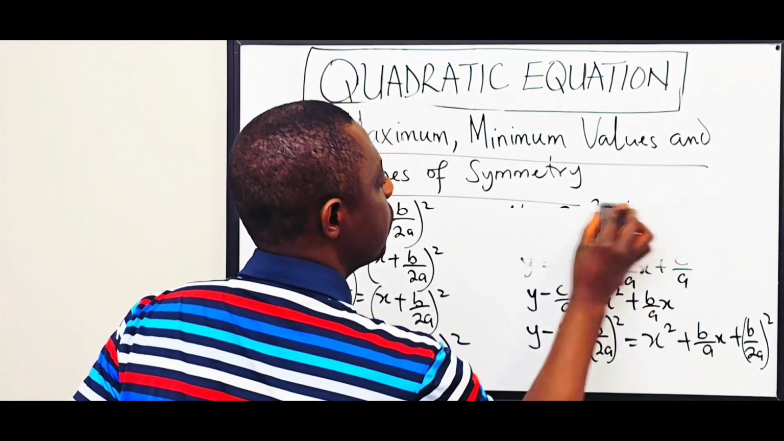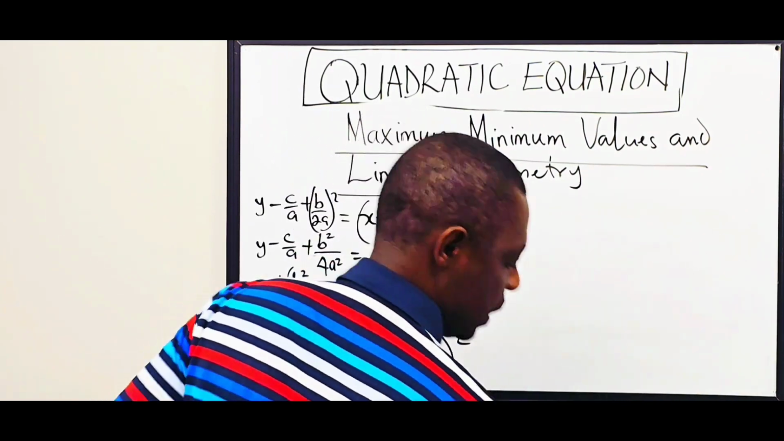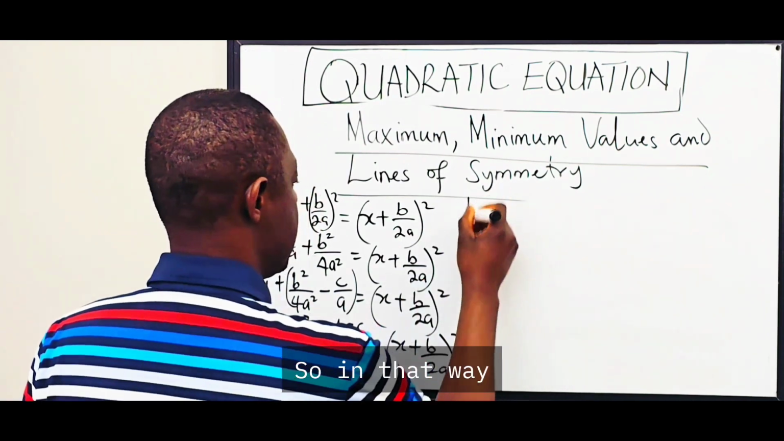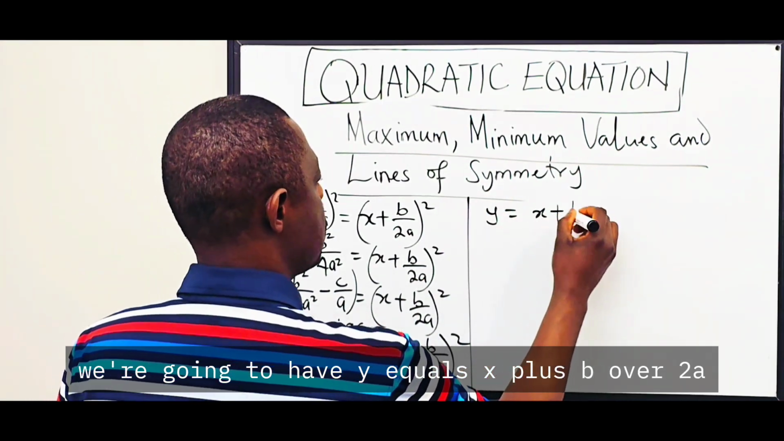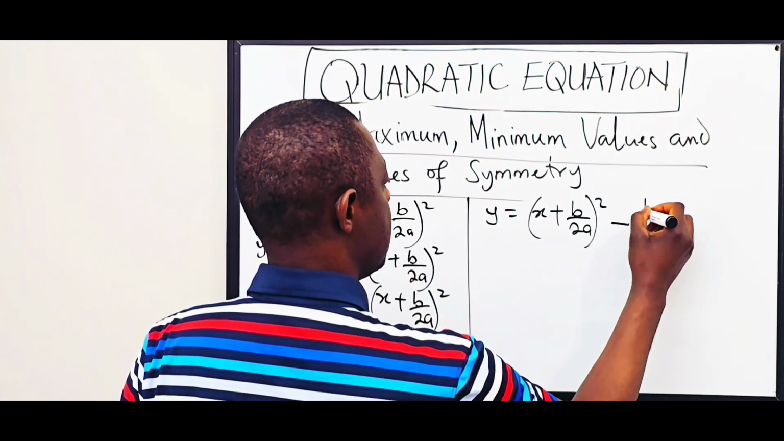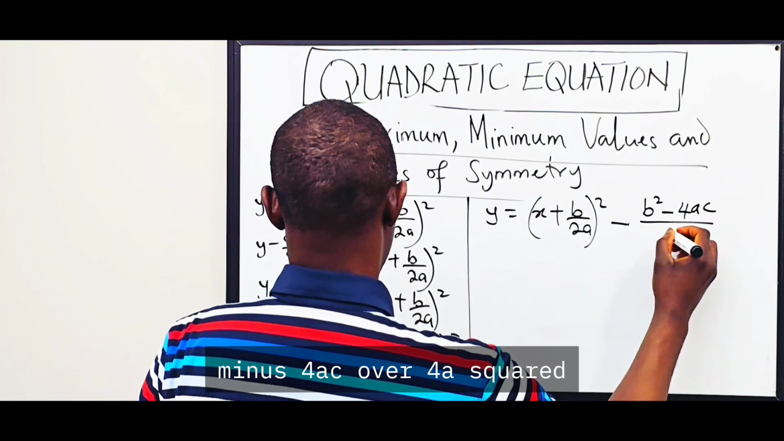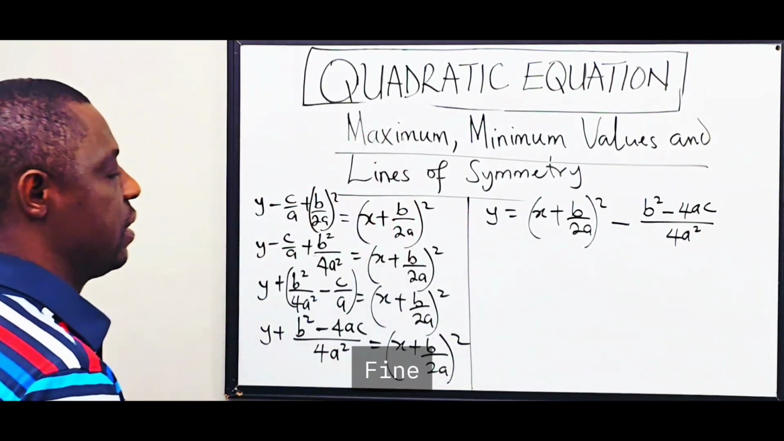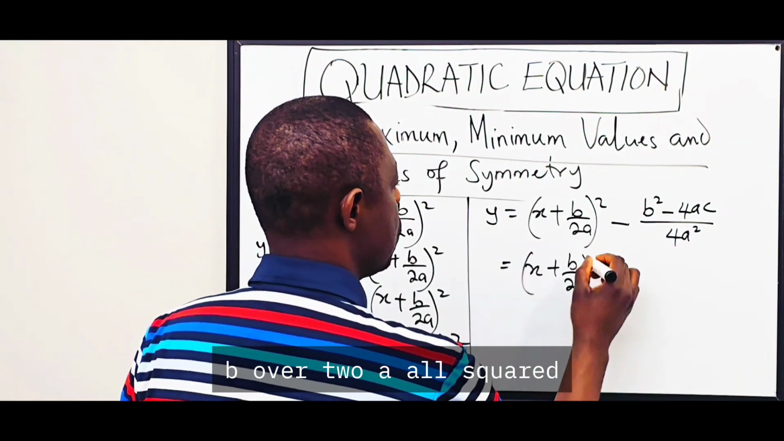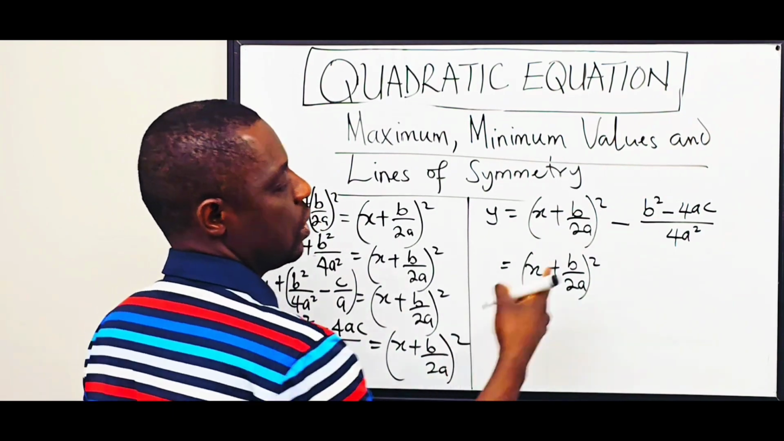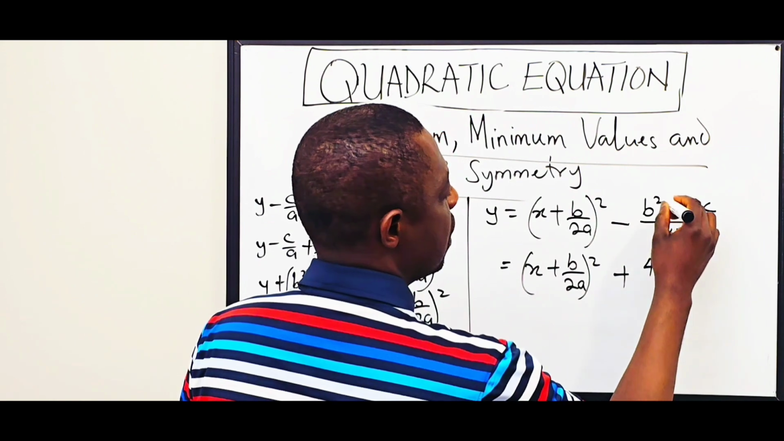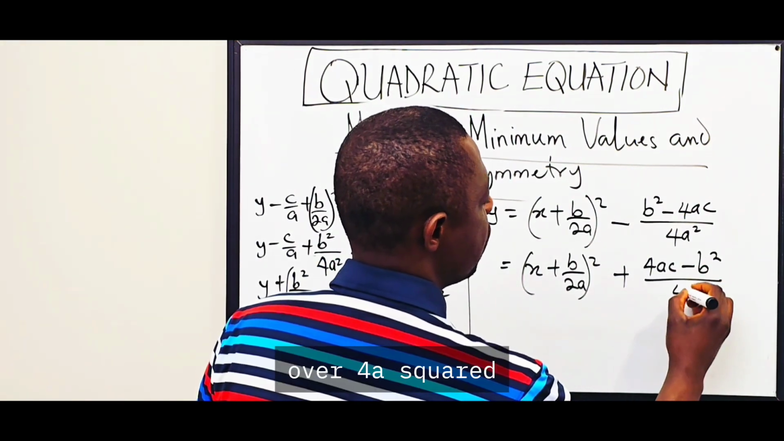Let's see what this is going to give us. I'm going to take this back to the right hand side. In that way, we're going to have y equals x plus b over 2a squared, and this one becomes minus b squared minus 4ac over 4a squared. And this can also be written as x plus b over 2a all squared, and when the minus is turned to plus, we have 4ac minus b squared over 4a squared.